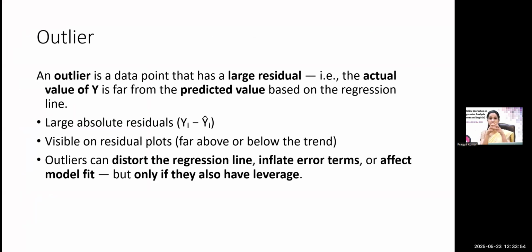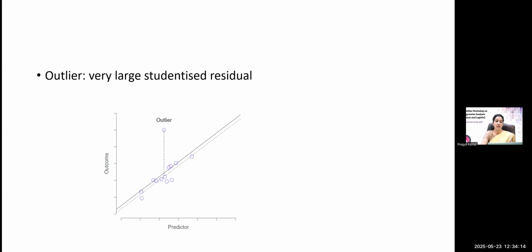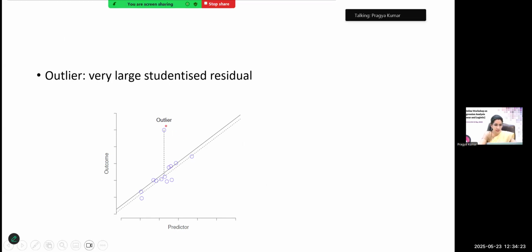If a particular data point is only an outlier, it distorts the regression line, the error terms are inflated, and it affects your model fit. But again, it does so only if it has high leverage. Now, what do we mean by high leverage? Again, this is the outlier. You can see this point has a very large residual. But look at the shift in the line: the dotted one is the line, and this one is the regression line. So this is the outlier.